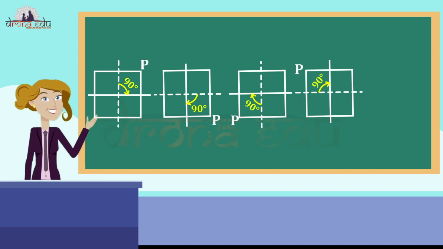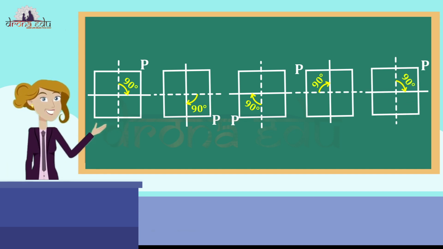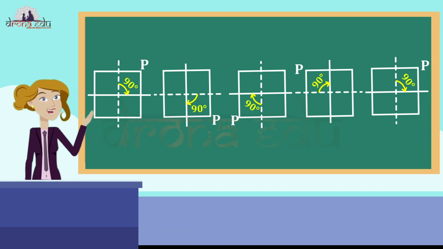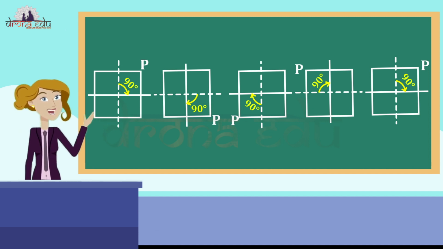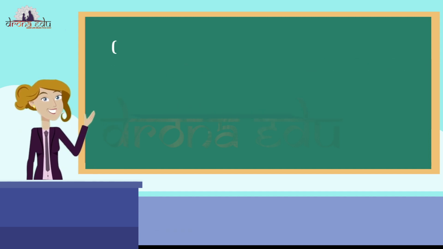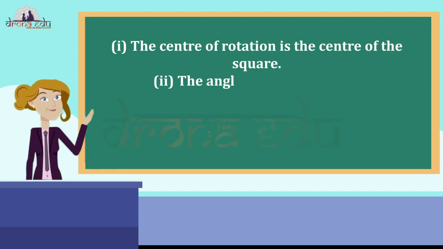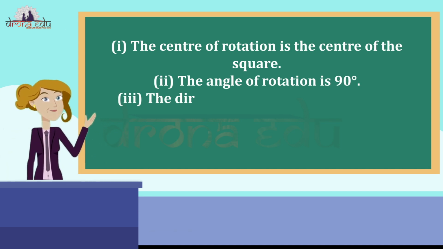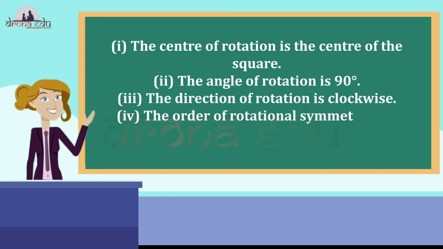In this way, when you complete 4 quarter turns, the square reaches its original position. It now looks the same as the initial figure. This can be seen with the help of the positions taken by P. Thus, a square has a rotational symmetry of order 4 about its center. From this, we can say that the center of rotation is the center of the square, the angle of rotation is 90 degrees, the direction of rotation is clockwise, and the order of rotational symmetry is 4.